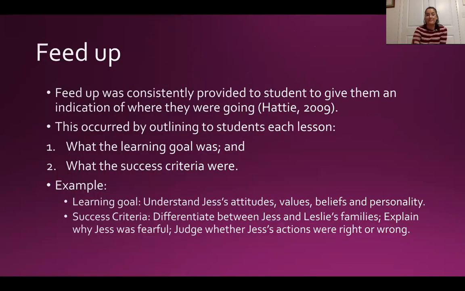Yeah. So feed up was something that was really important for me to implement. I consistently wanted to provide this to students to give them an indication of where the lesson was going and where the learning was going. I did this by writing on the board at the start of every lesson what the learning goal was and what the success criteria was. And I've just got an example of something that I would write on the board every day, just down the bottom there.